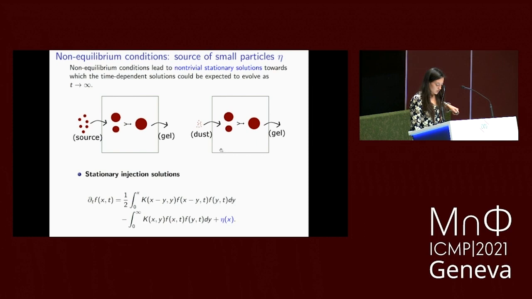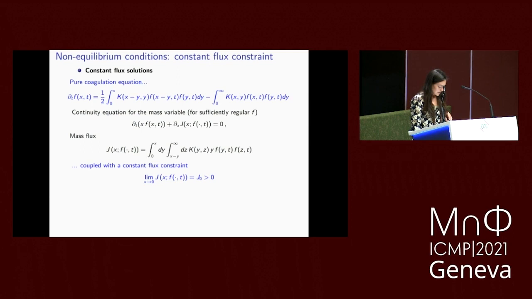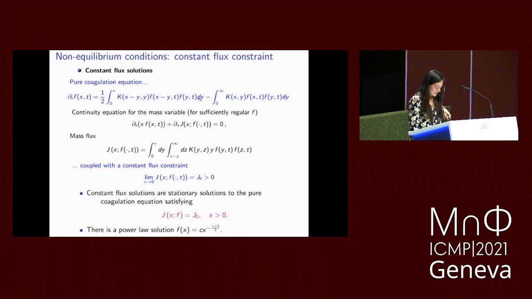So there is an infinitesimally small input of infinitesimally small particles into the system. And these constant flux solutions are stationary solutions of the pure coagulation equation, and they satisfy this equation, that is, the flux is equal to a constant J0. We consider the multi-component case, so this J0 is a vector.